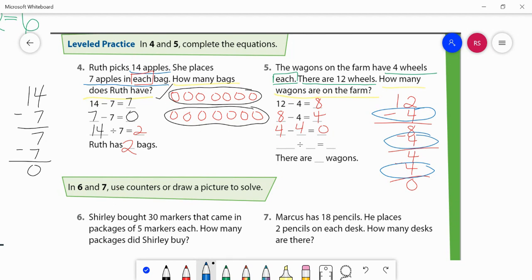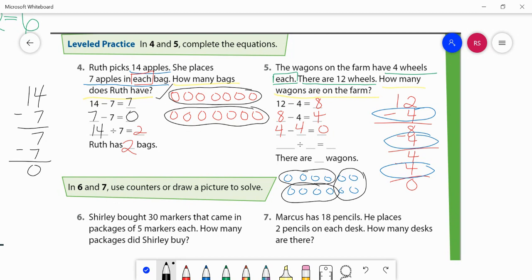If I started with 12 wheels, let me draw the 12. 1, 2, 3, 4, 5, 6, 7, 8, 9, 10, 11, 12. We were making groups of 4, which is what we just did with repeated subtraction. So here's our first group, our second group, and our third group. So 3 wagons would be our total.